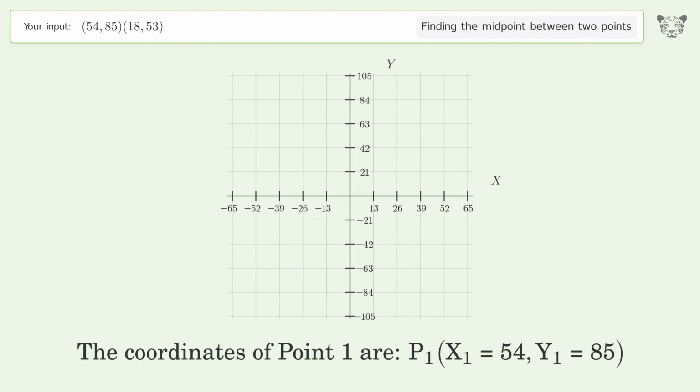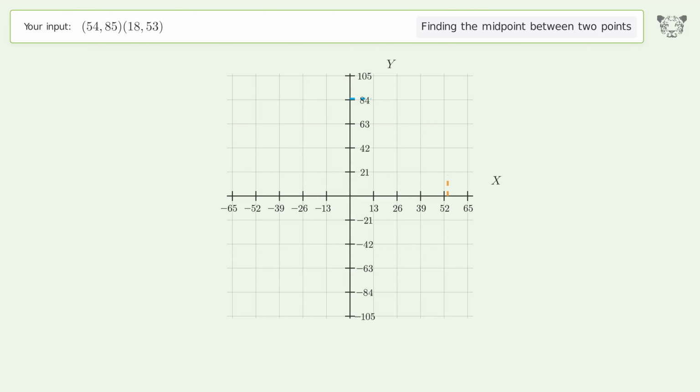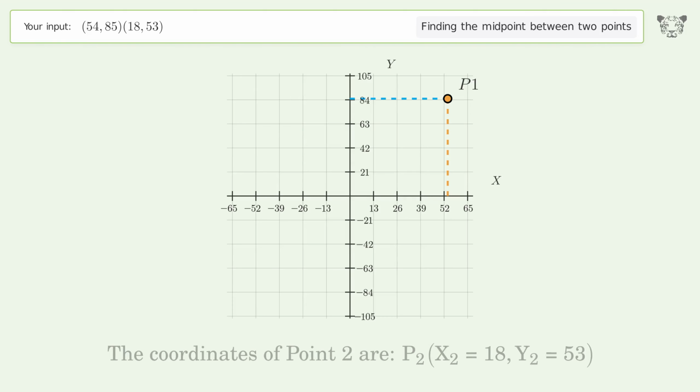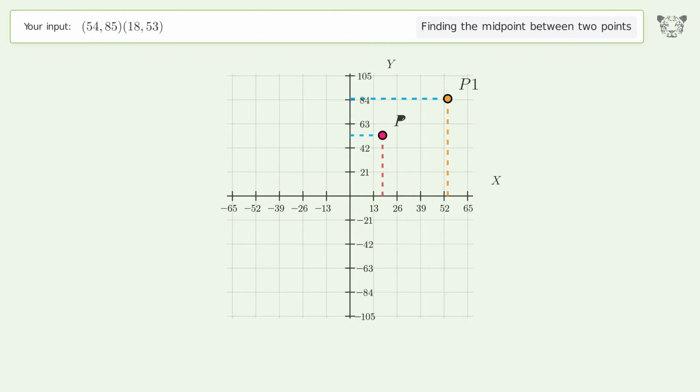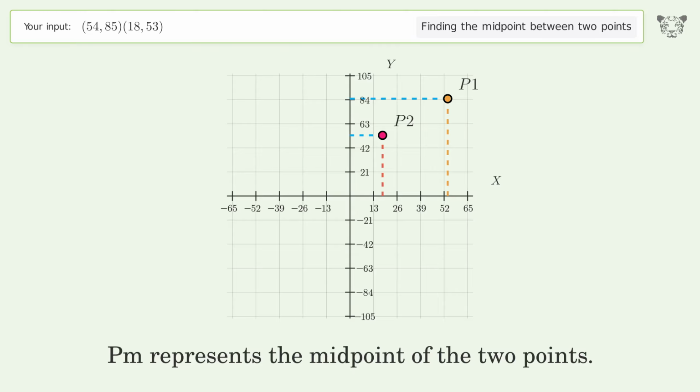The coordinates of point 1 are x1 equals 54, y1 equals 85. The coordinates of point 2 are x2 equals 18, y2 equals 53. PM represents the midpoint of the 2 points.